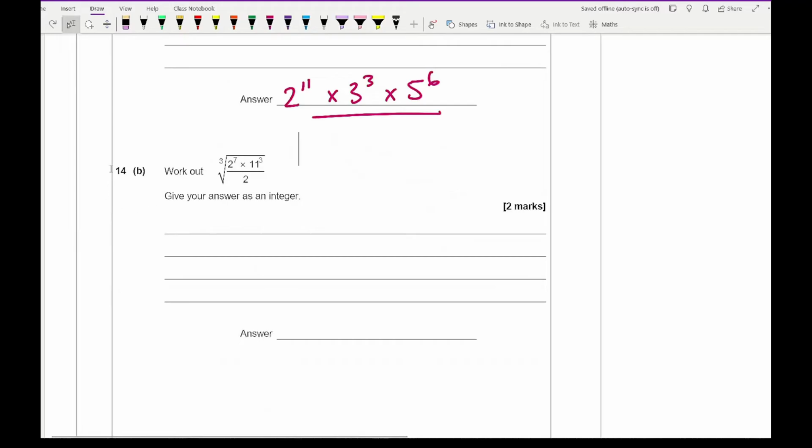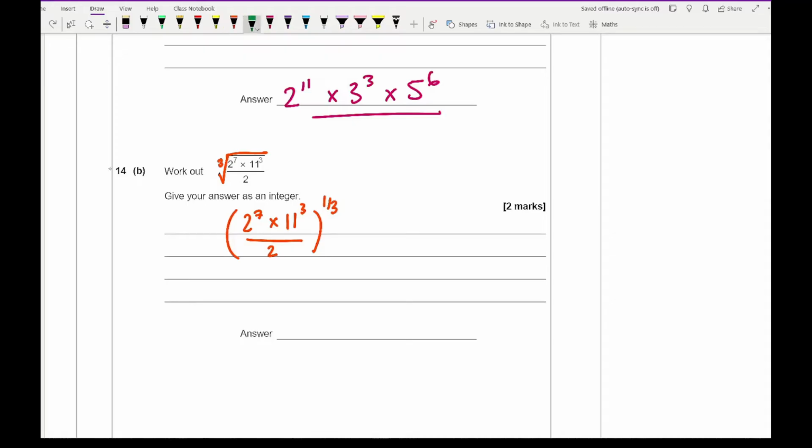Question 14b says work out that calculation. So let's have a look at what this all is. Now in terms of this, what you should establish is that to work out the cube root of something, all we need to do is just raise it to a third. So it's going to be 2 to the power of 7 times 11 cubed, all over 2 to the power of a third, with the 10 changed to 11. Now when you've got brackets, all we need to do is just multiply out the brackets.